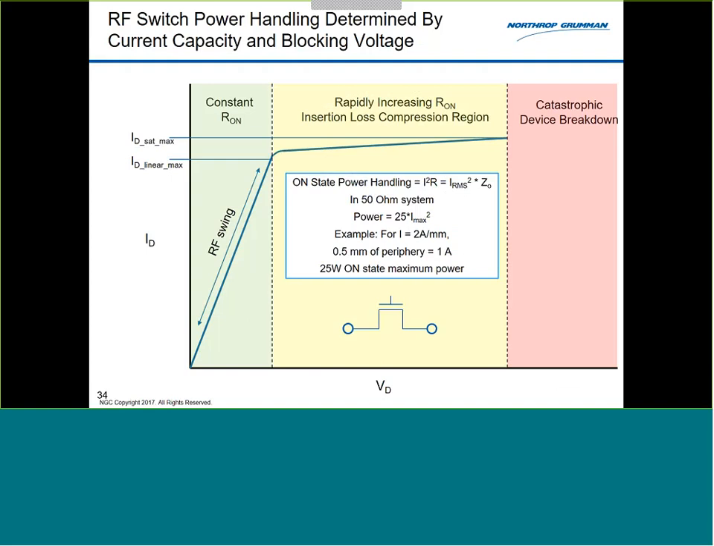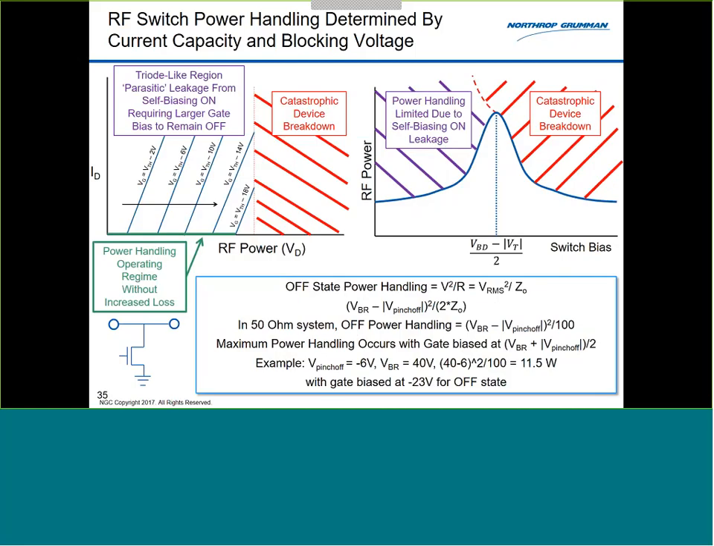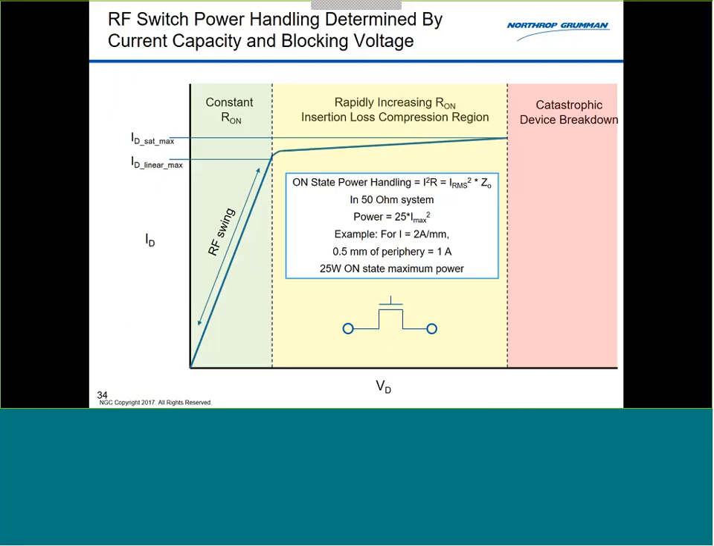So I care about my insertion loss, I care about my isolation, I also care about my power handling. For an RF switch, my power handling in the on state is a function of what my current is. So I'm operating here in the linear region, and then at some point I'm going to transition from my linear region to my saturated region. That's where I'm going to start seeing higher insertion loss, because the resistance of my switch is going to look larger as I move over here to this saturation region.